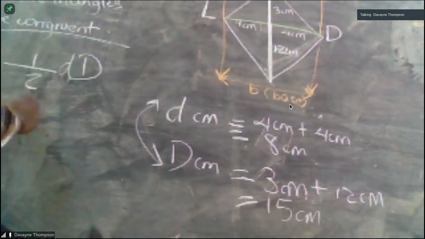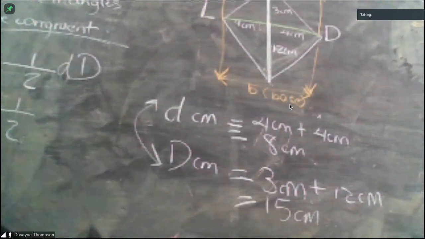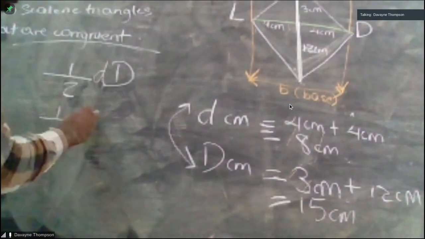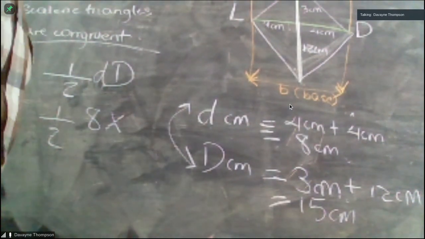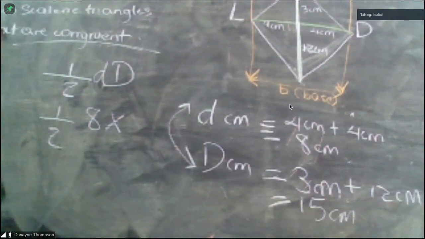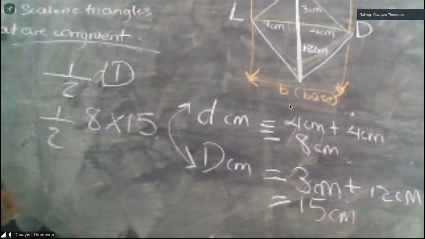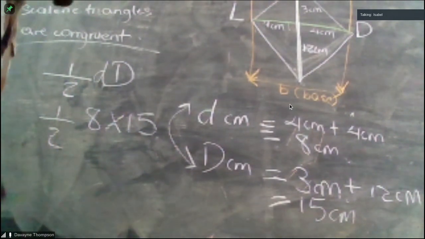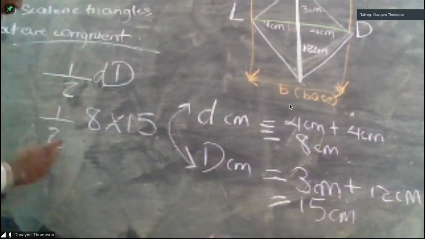What was the small d again? Half times what? 8. Good. Multiplied by what was the big d? 15. Good. Now, let's simplify. What is a half of 8? 4. So we're going to say 8 times 1 is 8. 8 divided by 2 is 4.